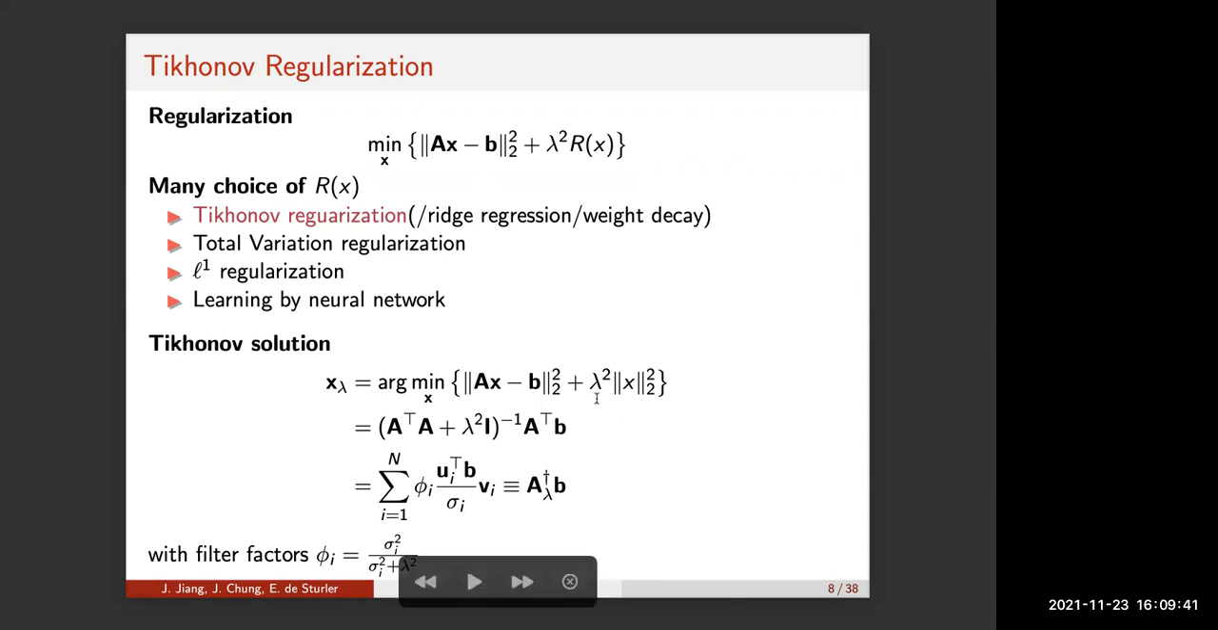But if we choose lambda too big, for example if lambda approaches infinity, the solution of this problem will approach 0. So if we choose a very, very big regularization parameter lambda, the resulting image will be close to a black image. So choosing a proper regularization parameter is very important for getting a good solution of this problem.